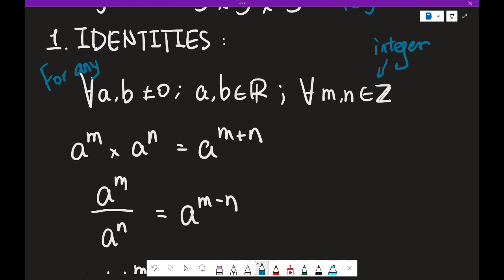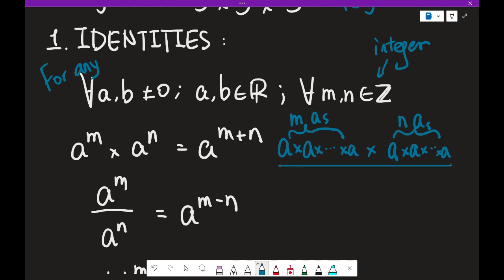Why is that? Remember, if we have a to the power of m, it means we have m a's multiplied together. And we multiply by a to the power of n, which means there are n a's. If we take them together, how many a's are there in total? There will be m plus n a's multiplied together. That's how we get this identity.